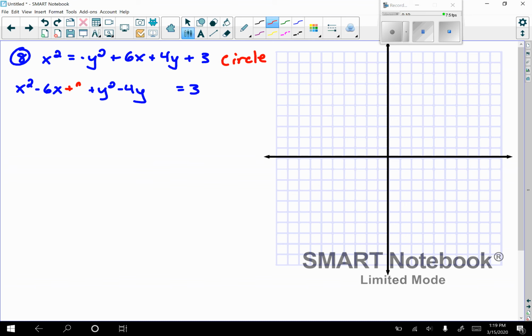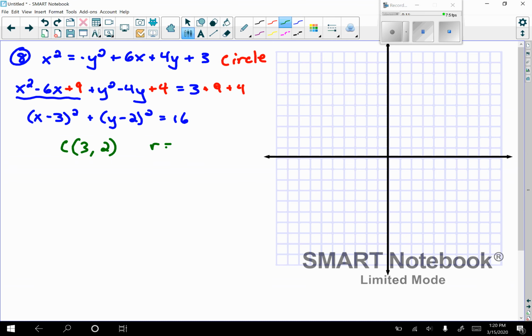So here I'm going to add a 9. Half of 6 is 3. 3 squared is 9. Half of 4 is 2. 2 squared, so I'm adding a 4. So we're going to add a 9 and a 4 to the other side. Again, factoring this, this becomes an x minus 3 squared plus y minus 2 squared. This gives us 12. 12 plus 4 is 16. My center here is 3, 2. Radius is the square root of 16, which is 4. So 4 up, 4 down, 4 to the right, and 4 to the left. And there's our circle.